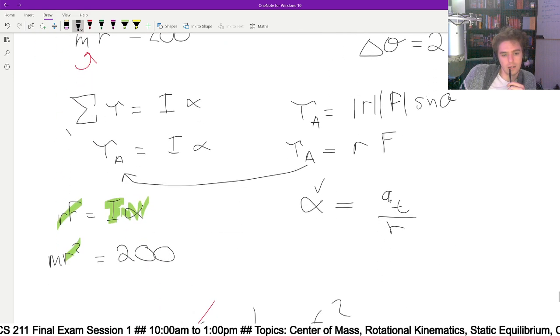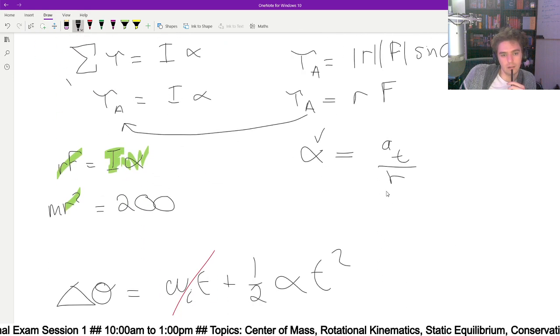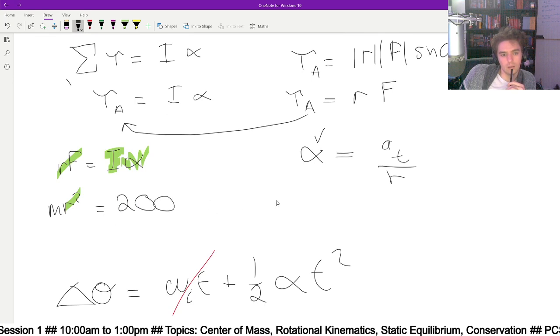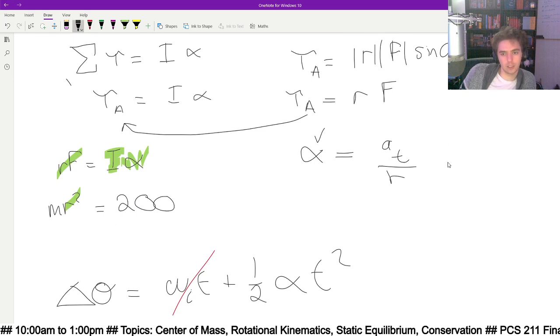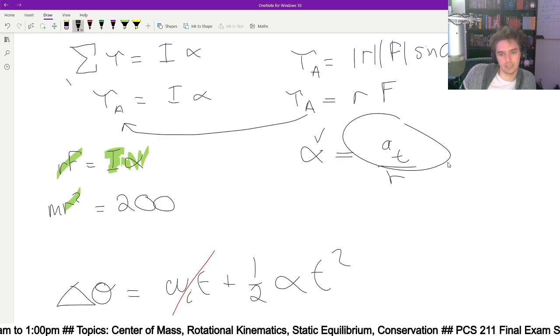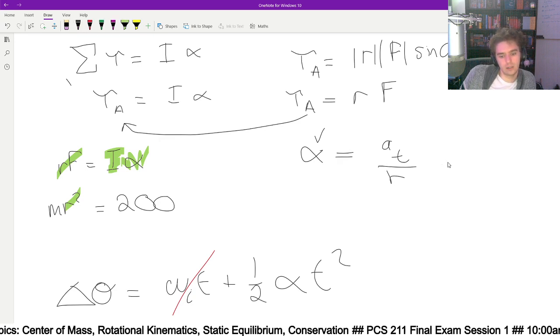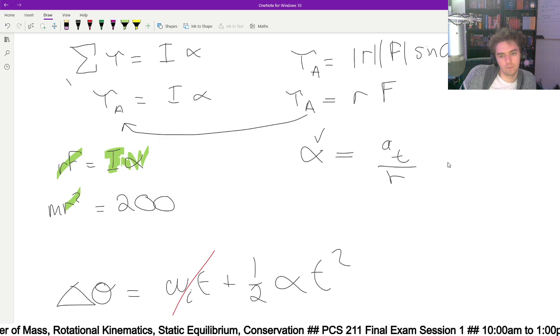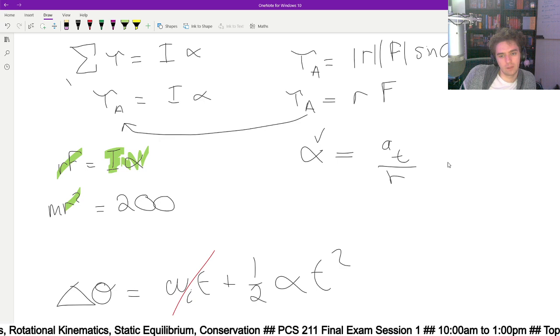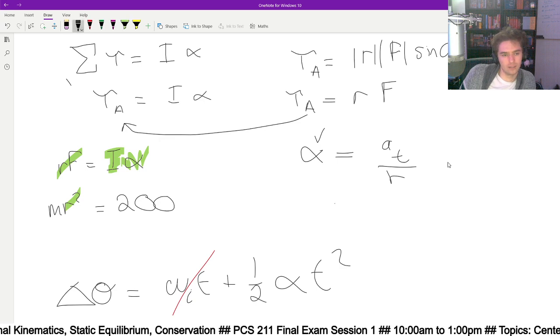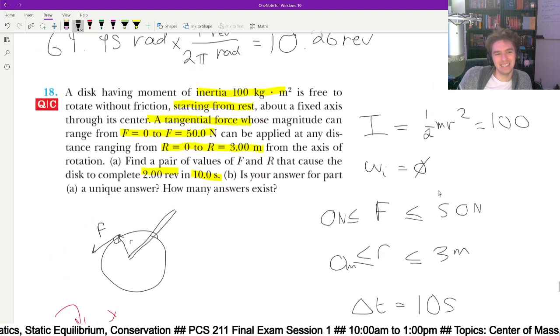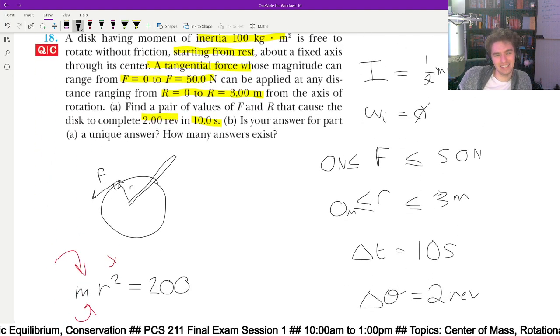If I were given, well, yeah, no. You're saying if I were given the tangential acceleration. I think I got it. We can find tangential force, right? Because we have acceleration and we don't have radius. Oh, we don't have radius, annoying. That's the thing that keeps screwing us up, right? We don't have radius.